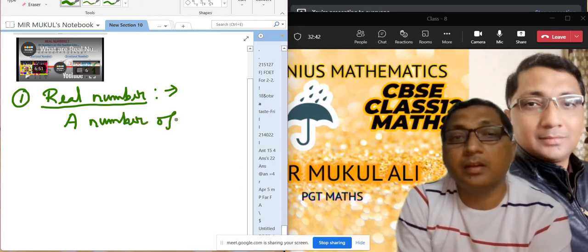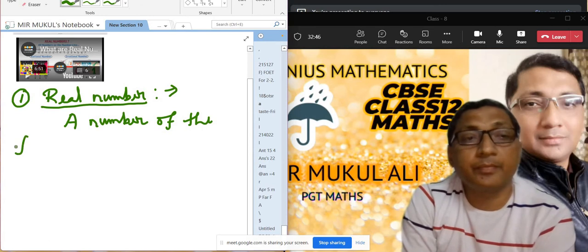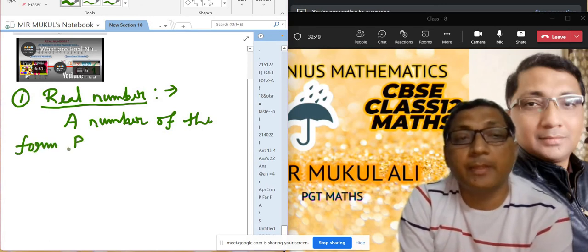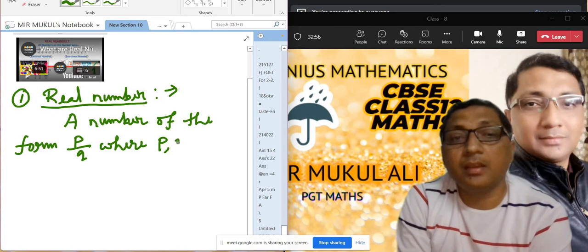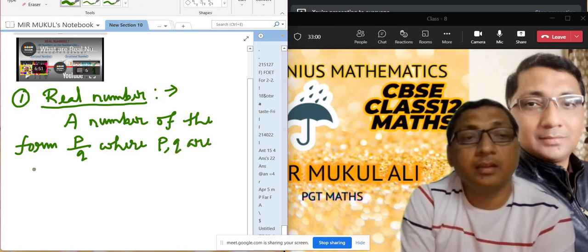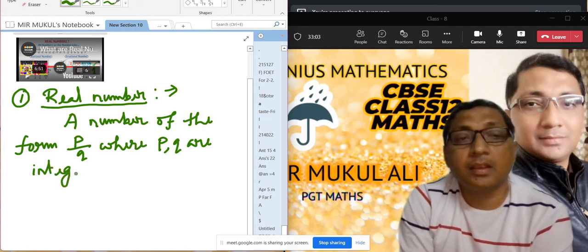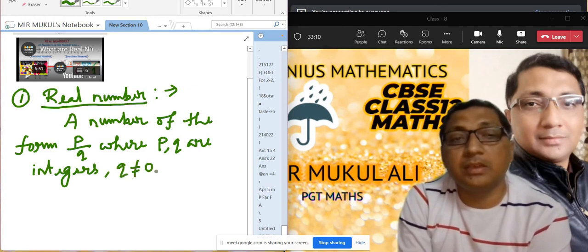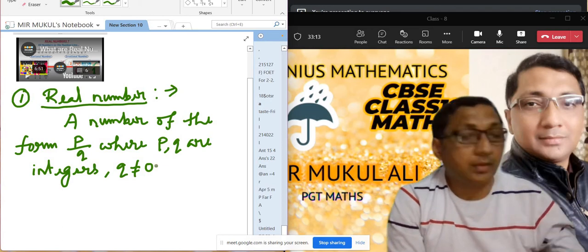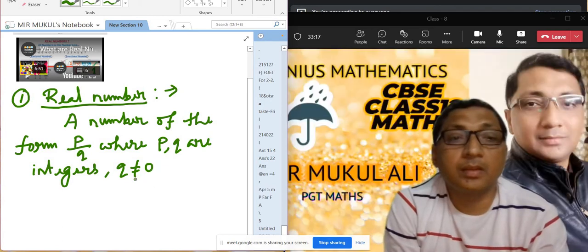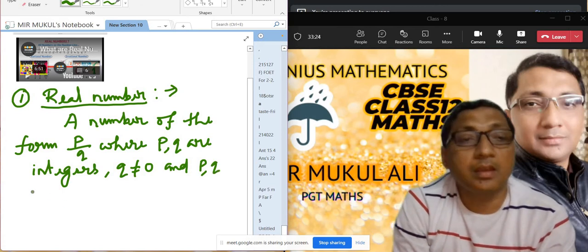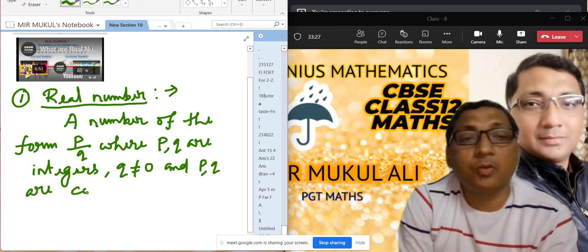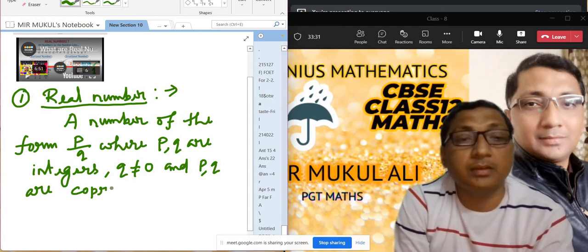A number of the form P by Q, where P, Q are integers, Q not equals to 0, and P, Q are co-prime. That is very important.